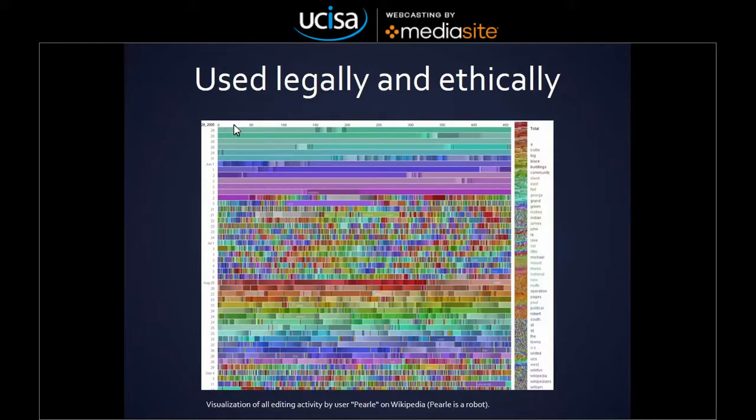Here's a capture from Wikipedia of a user's editing activity. I saw this and I thought, well, you can't do that. You can't publish what a particular editor has interacted with in Wikipedia. Surely that's violating that person's rights. And then it said, Pearl is a robot. So if it's a robot, you can do this. But if it was an individual student, we couldn't do this. So we have to be sure that all the student data that we use is used legally, ethically and appropriately.